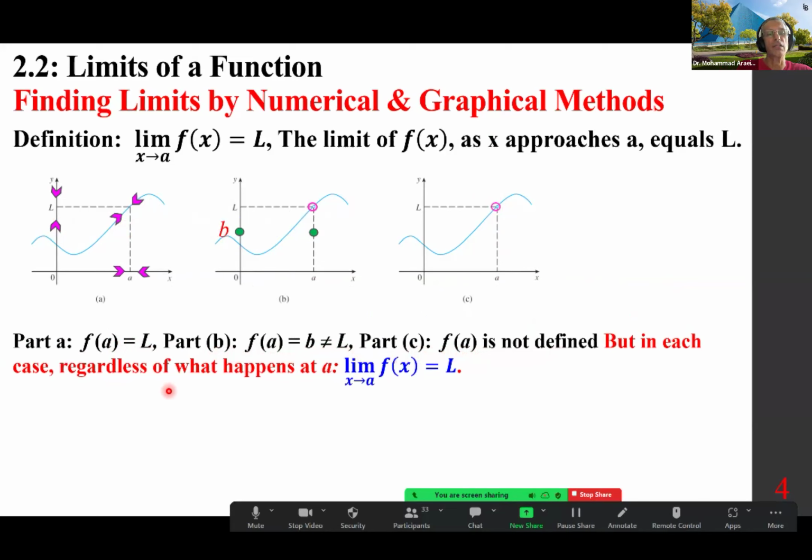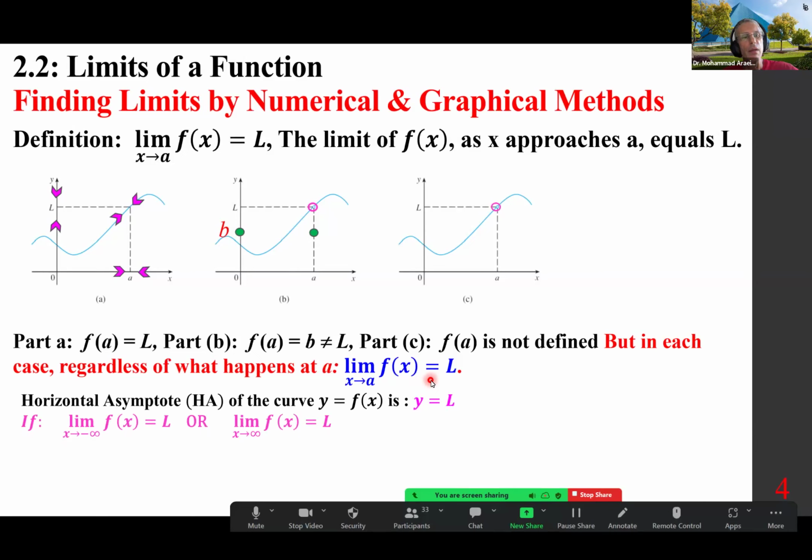But in each case, regardless of what happens at a, the limit of f of x as x approaches a equals L. And that's the concept we should be very comfortable with. Limit means getting closer and closer, but never reaching there.